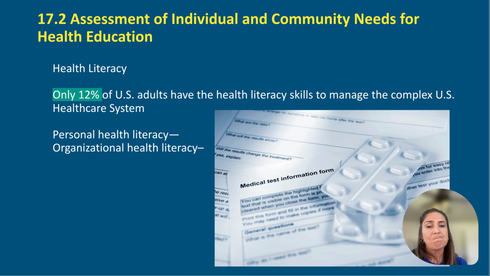healthcare system. There are two types of health literacy. Personal health literacy is the degree to which individuals can find, understand, and use health information and services. The second is organizational health literacy, the degree to which organizations can enable people to find, understand, and use the information and services, and then make health-related decisions. Both personal and organizational health literacy play critical roles in improving outcomes and reducing disparities.